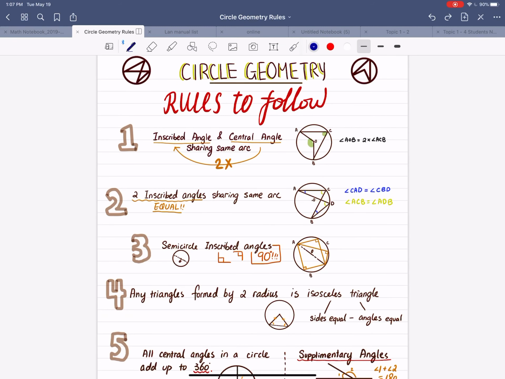This document is really important. It's on my Dropbox, so everyone can download it and maybe print it out for the exam and quizzes. Okay, it's a cheat sheet basically.